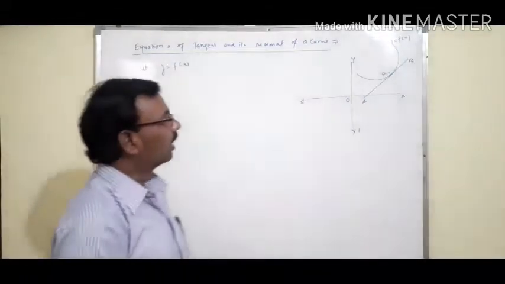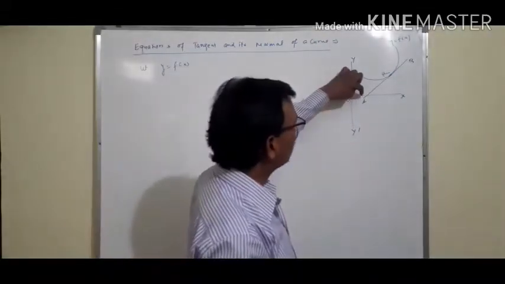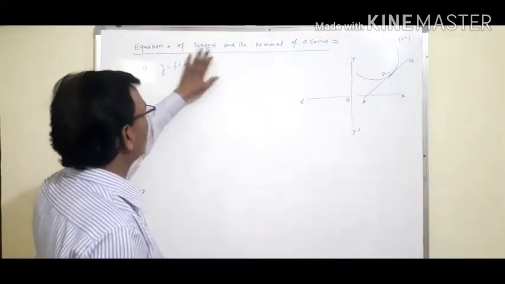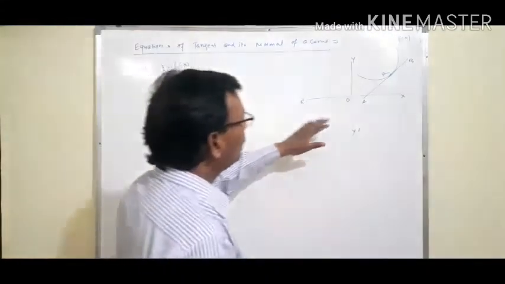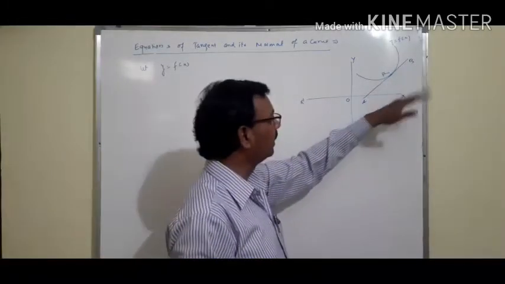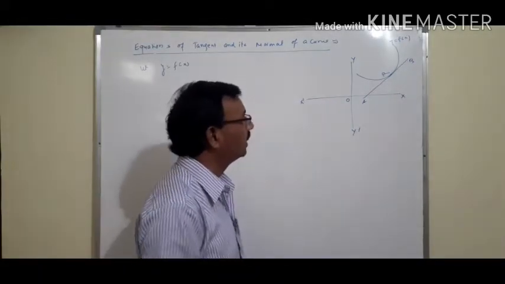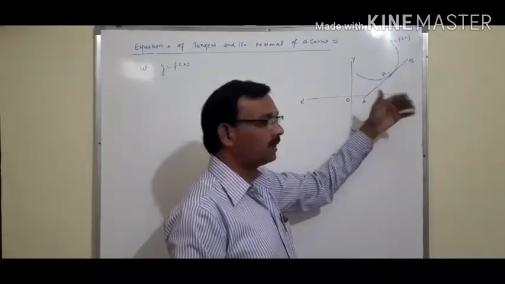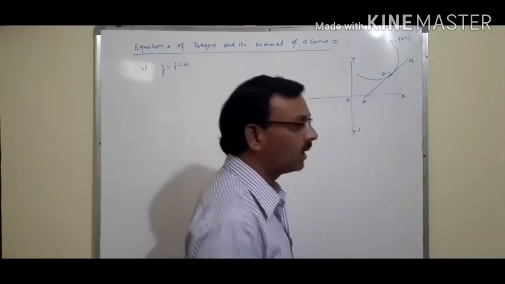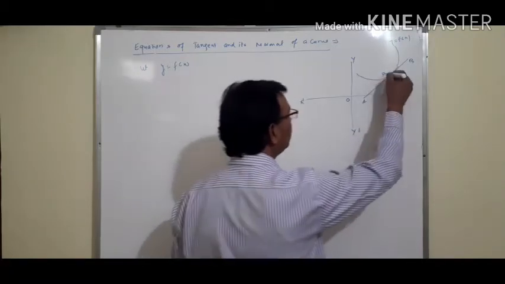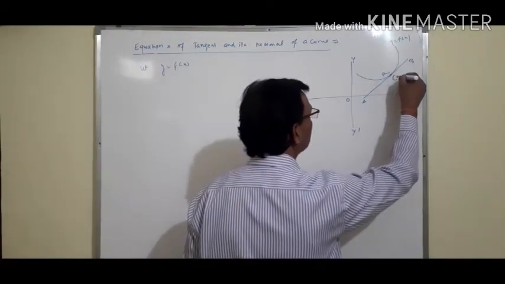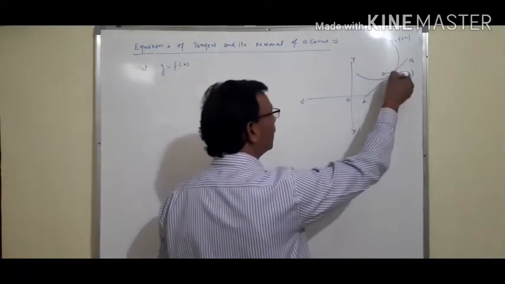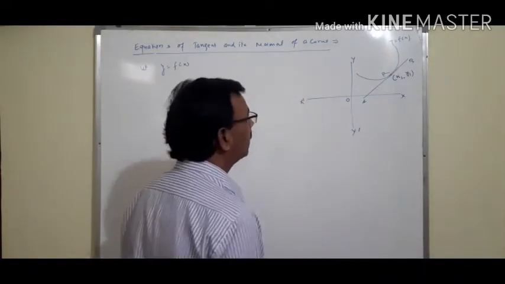Now I want to find the equation of this tangent, that means AB. First, equation of tangent. As you know that AB is a straight line, and in the 11th class you have already studied the equation of a line whose slope is given and which passes through any given point. Suppose this point is x1 and y1. Coordinate of our point is x1 and y1.